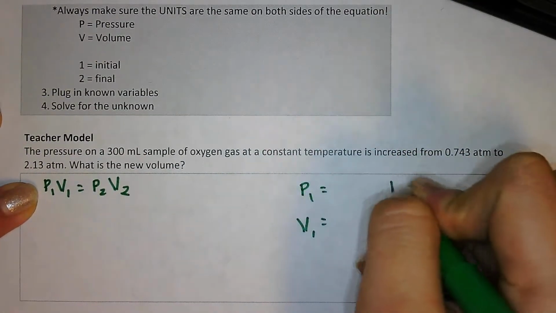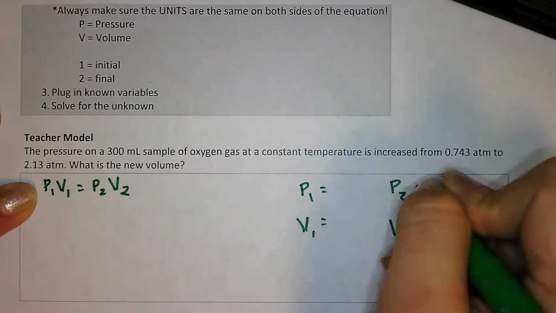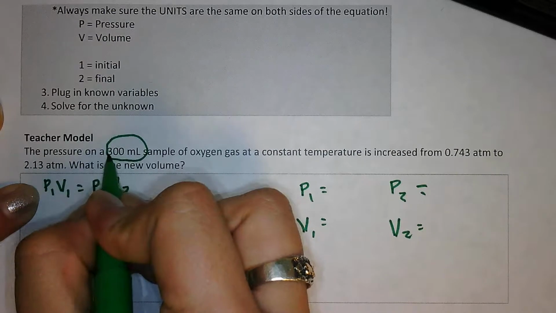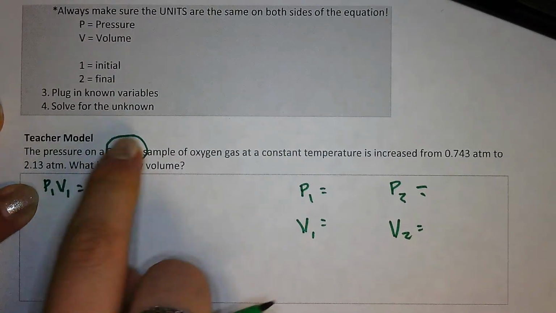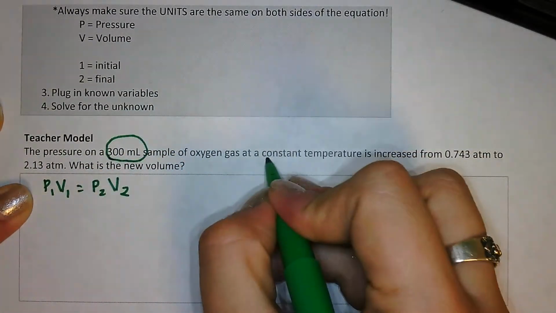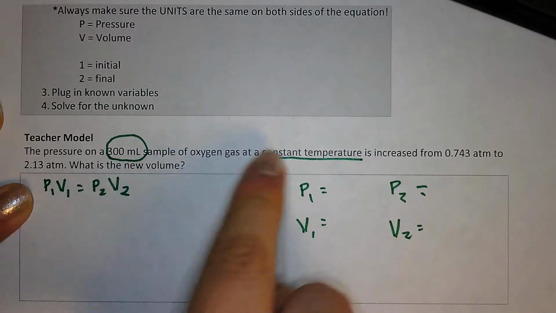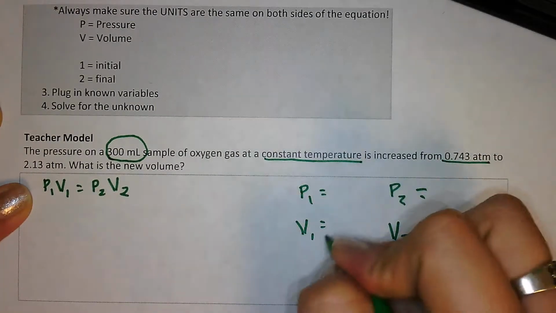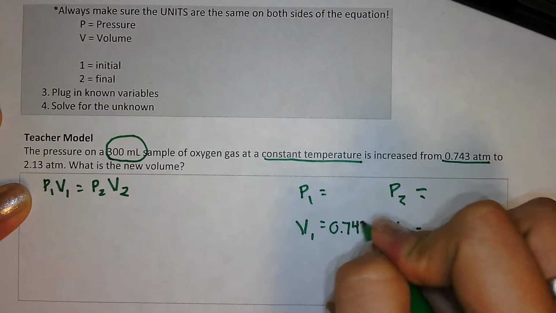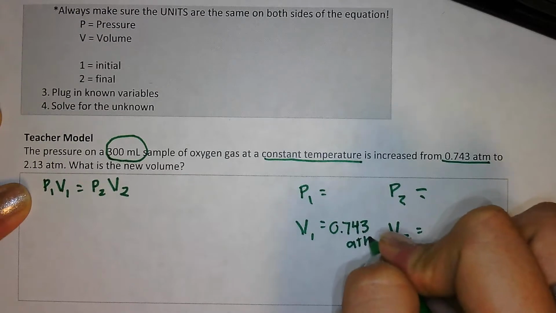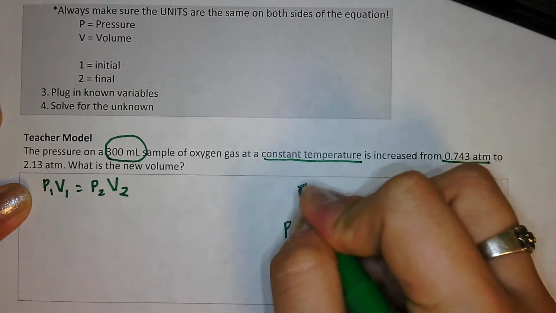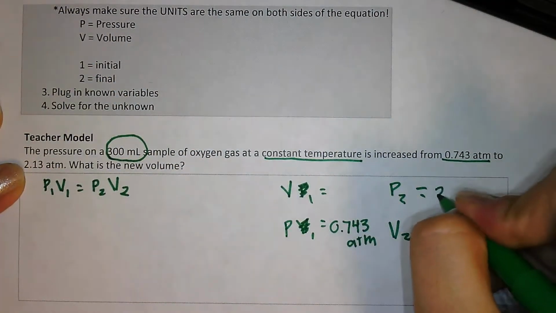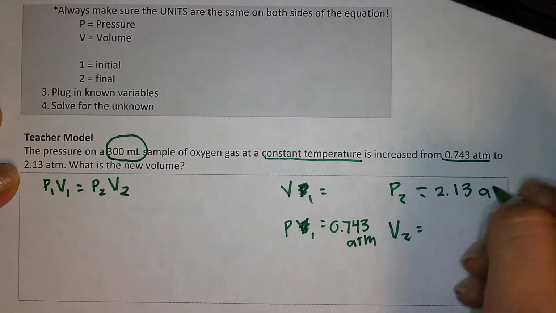P1 V1, P2 V2. Alright, the pressure on a 300 milliliter sample of oxygen gas, this is a volume. I'm going to assume this is initial, but let me keep reading. At a constant temperature, boom, that means we don't have to use temperature here because it is constant, is increased from, so I know that this is my initial pressure, 0.743 atm, wow, I wrote that in volume, to 2.13 atm. This is the final pressure.